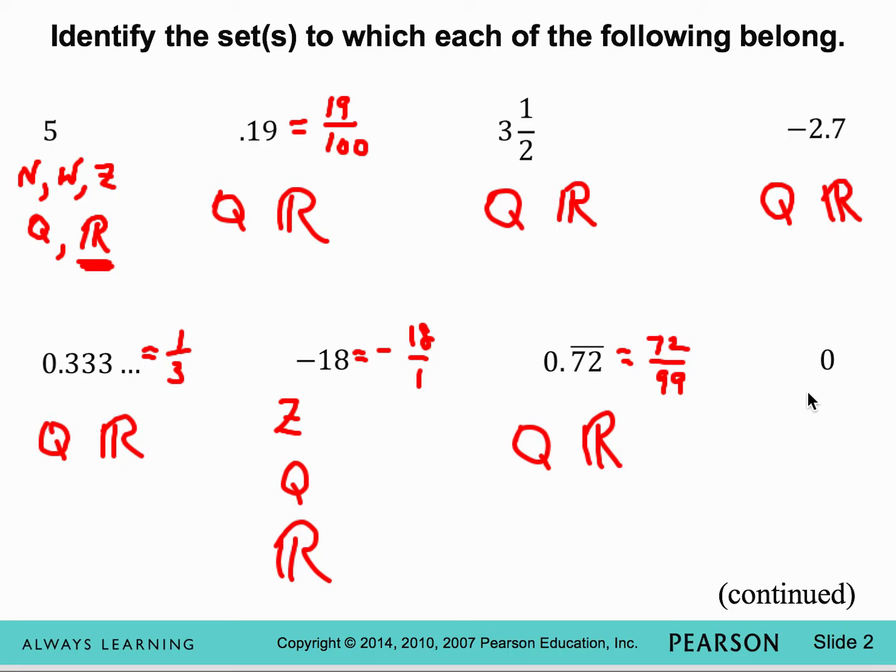0 is not a counting number. The natural numbers start with 1, but it is a whole number, right? The whole numbers is 0 is what gets added in to make a different set, whole numbers, and therefore it's also an integer. It's a rational number because I can make it look like a fraction by putting it over 1, and it's a real number.